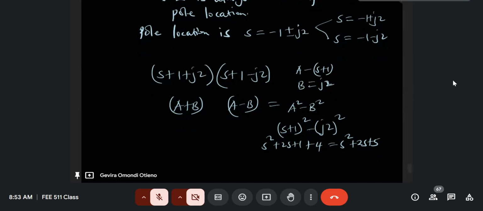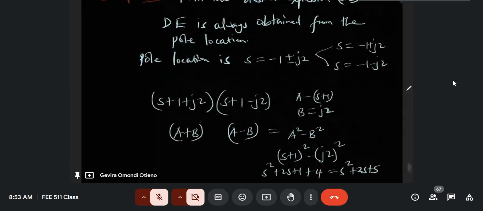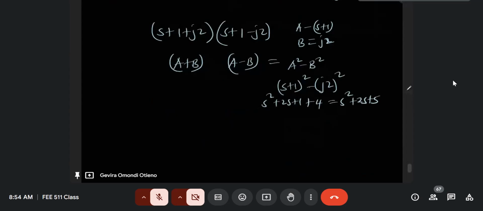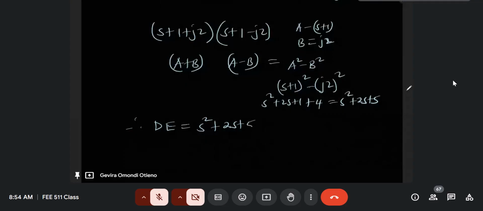So therefore, our desired expression, because now it's the pole location. We've told you the desired expression is obtained from the pole location, and we have two poles here. So you simply multiply them out, and if multiplied out, then you obtain, therefore our desired expression is simply s squared plus 2s plus 5.